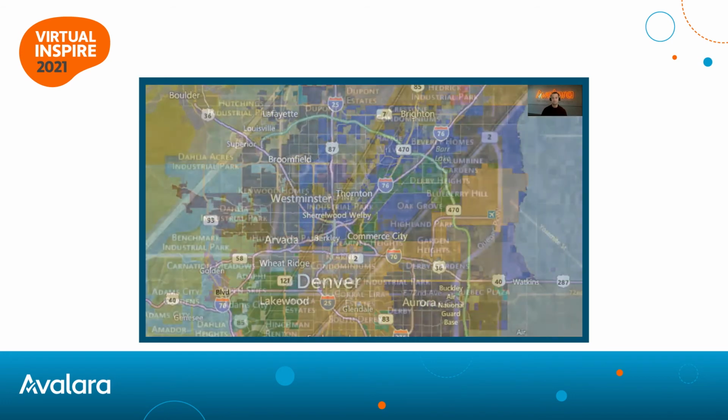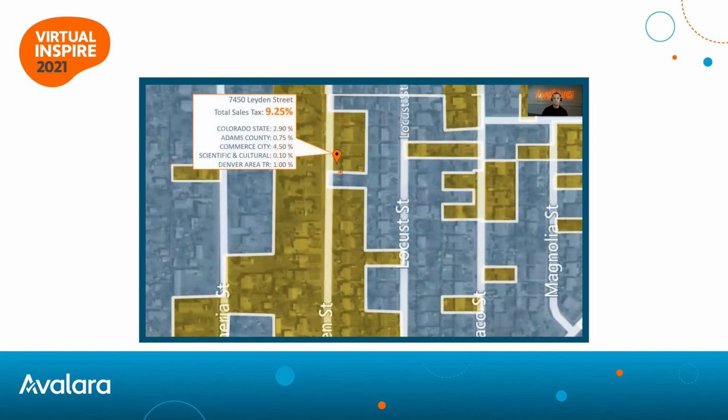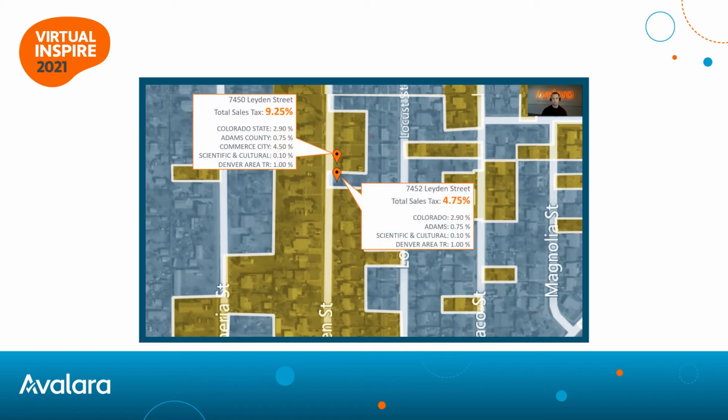a little place within the city of Denver, little city, if you will. It's called Commerce City. And Commerce City has a few different tax rates within it. And it just so happens that on this street here, 2 next door neighbors actually have a different tax rate. Okay, so at 7450 Leiden Street, you've got a 9.25% rate, and at 7452, you have a 4.75% rate.